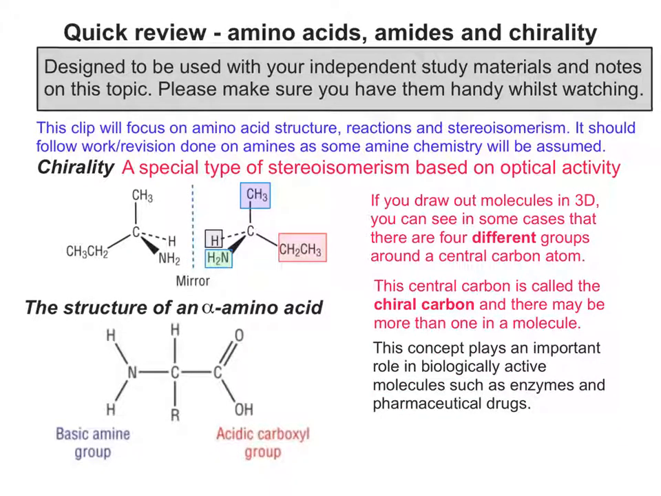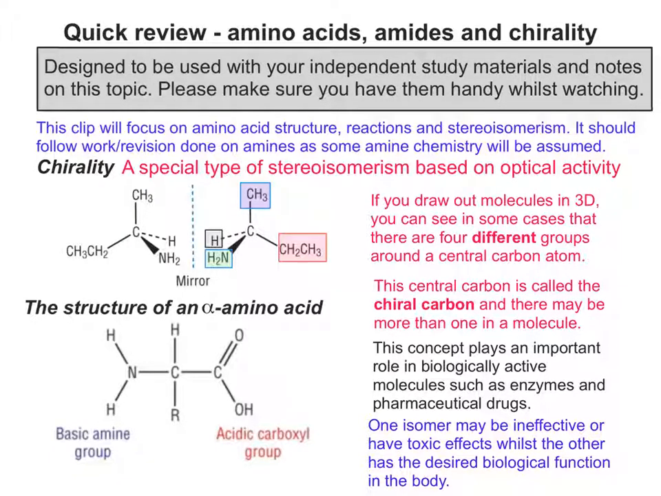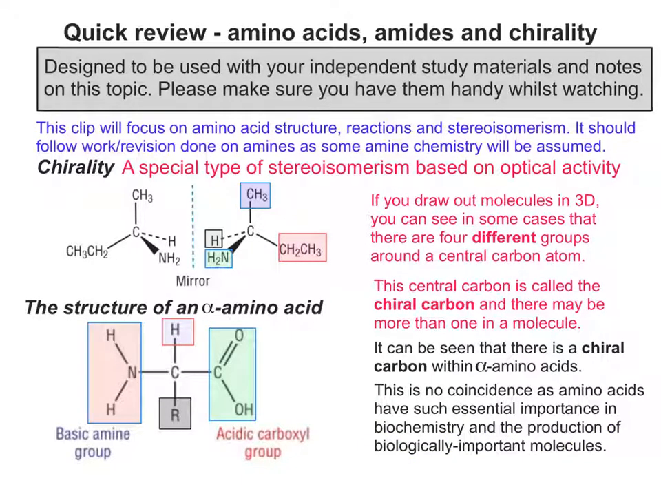This idea plays an important role in biologically active molecules such as enzymes and pharmaceutical drugs. One isomer may be ineffective or have toxic effects, whilst the other has the desired biological function in the body. Now if you have a look at the structure of an amino acid I've left there, an alpha amino acid in particular, looking at the chiral carbon within alpha amino acids, there's no coincidence in this fact, because these amino acids have essential importance in biochemistry and the pathways used by the body in many, many species to produce biologically important molecules.